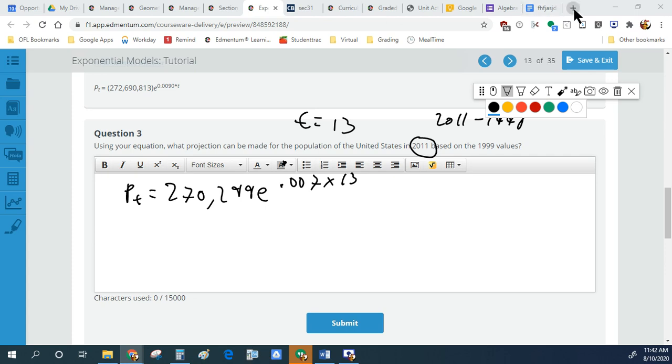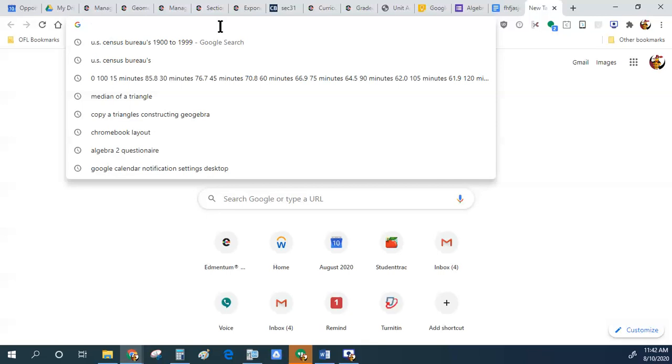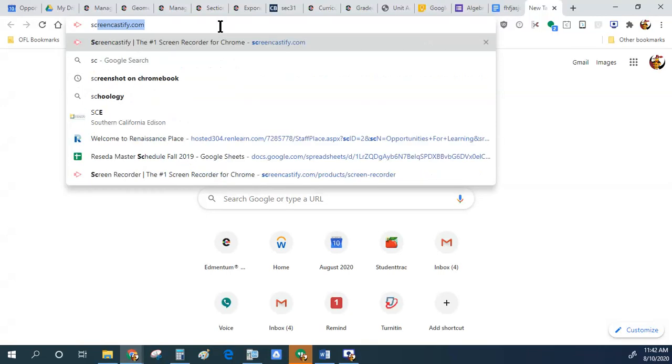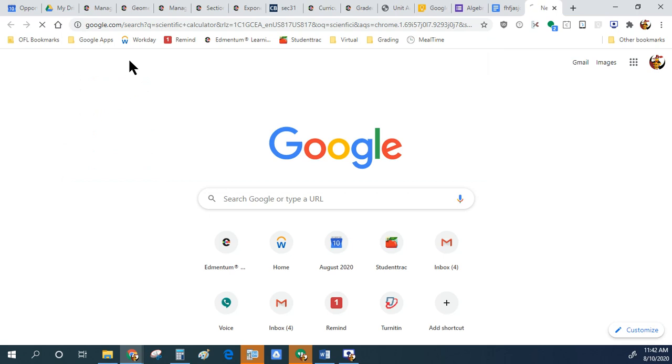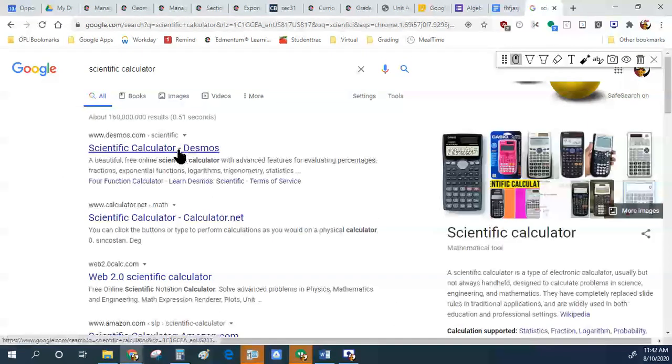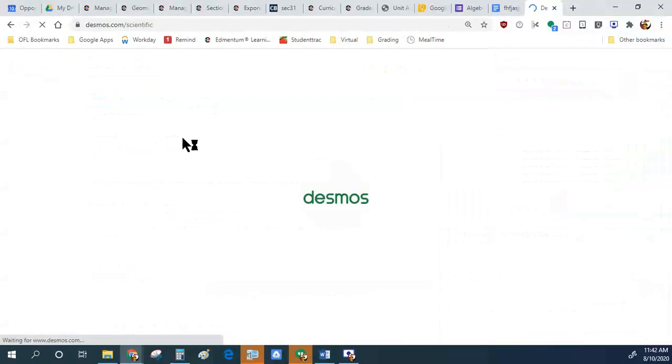Or you know what? Let me show you guys how to do it on Google. Baddest calculator in the world. No, I mean it kind of is. I'll show you when it actually opens up. You can use it on Google, but I'm not the biggest fan of the Google.